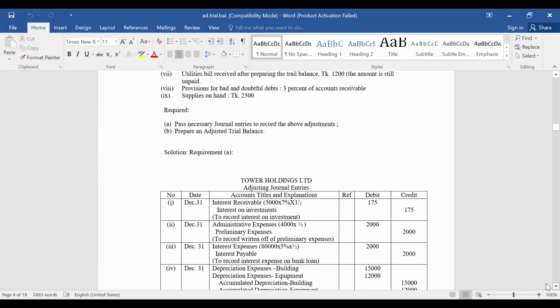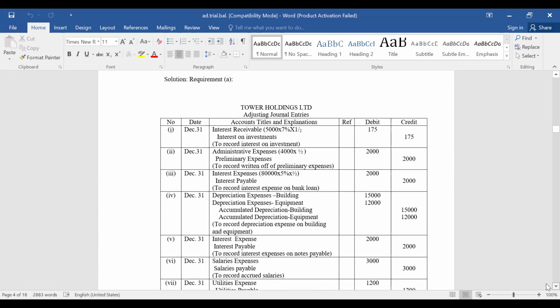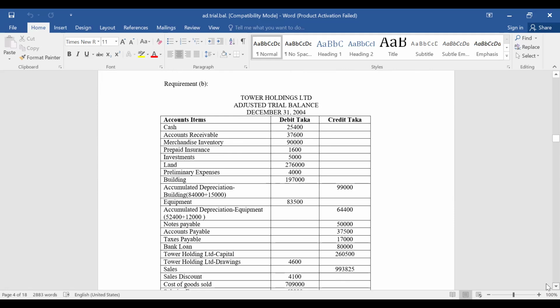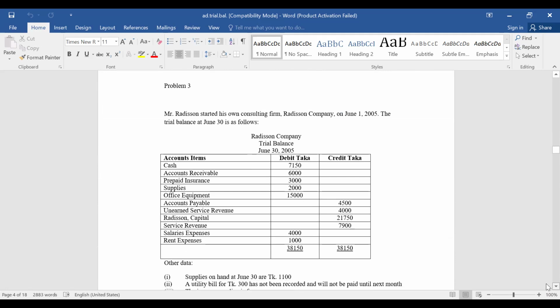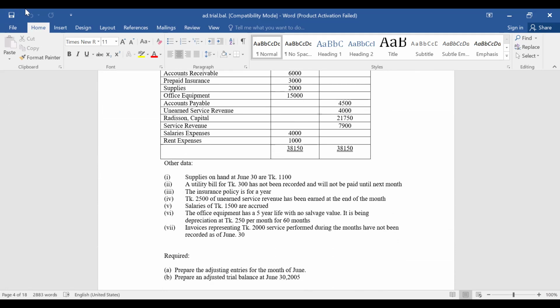Okay, I just give you two maths. You just practice. Already one math we practiced by slide. I just give you two maths here. A lot of maths I have, but from this, only two maths I give you.